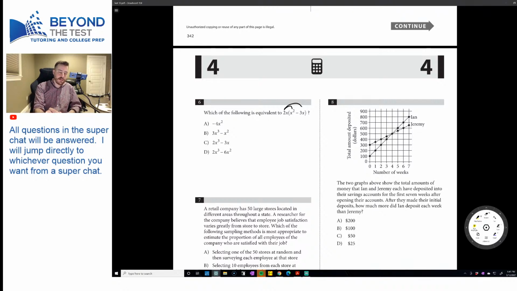So 2x times x squared would become 2x cubed. Remember, when you're multiplying, you add the exponents. Okay, 2x times a negative 3x would be negative 6x squared. Again, you add the exponents. 1 and 1 would be 2. So if you just distribute that through very fast here, you'll get that this is answer choice D.